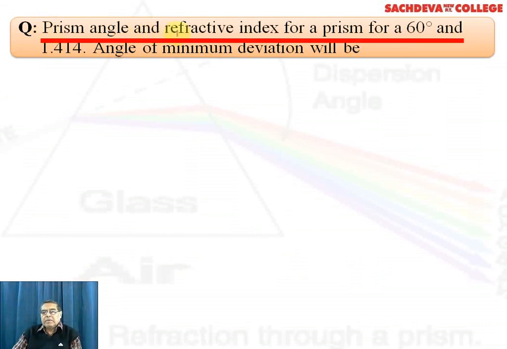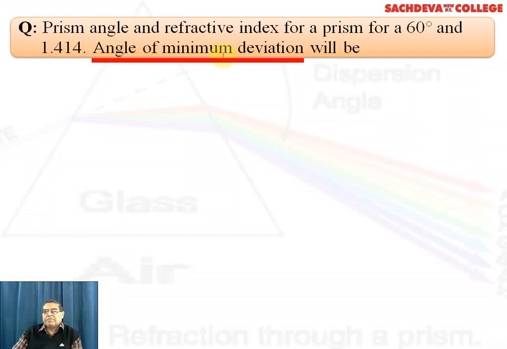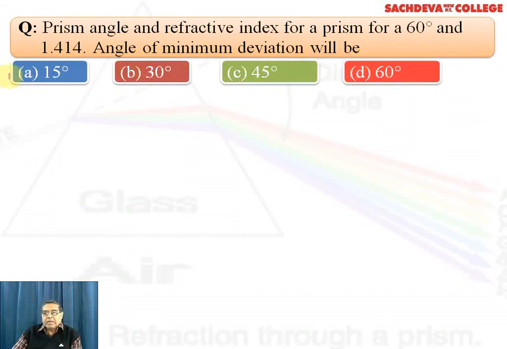The prism angle and the refractive index for the prism are 60 degrees and 1.414. Now we have to find the angle of minimum deviation. Four options are given: one is 15 degrees, the other is 30 degrees, the third is 45 degrees, and the fourth is 60 degrees. We have to calculate the value for which the minimum deviation will take place.